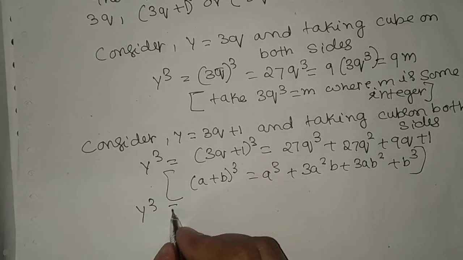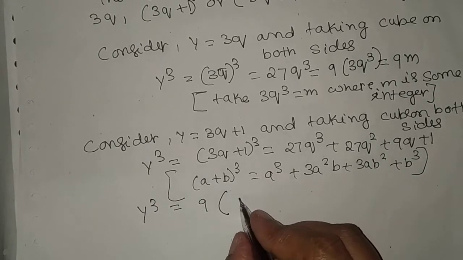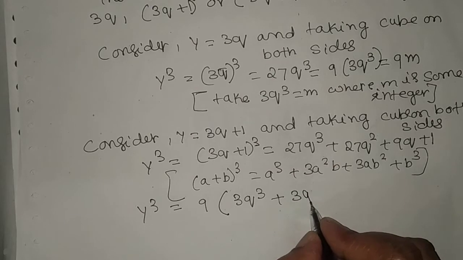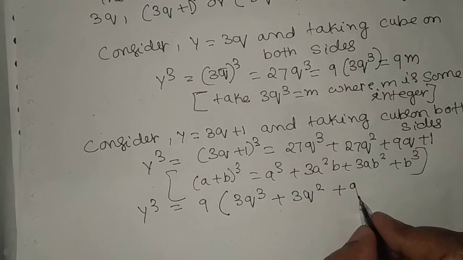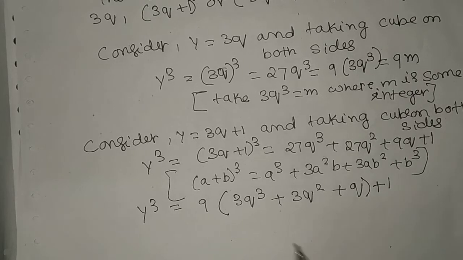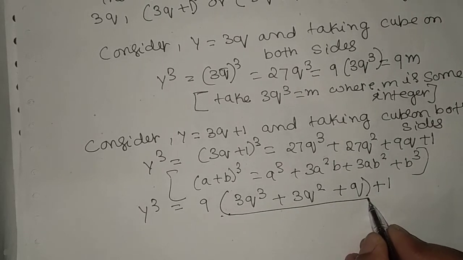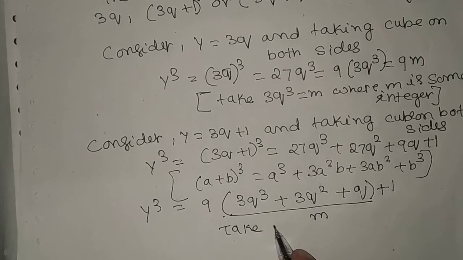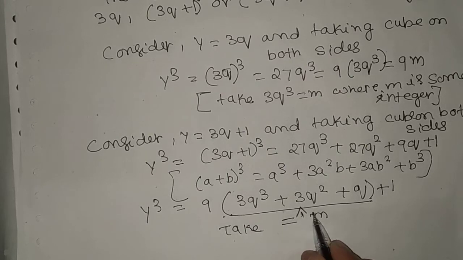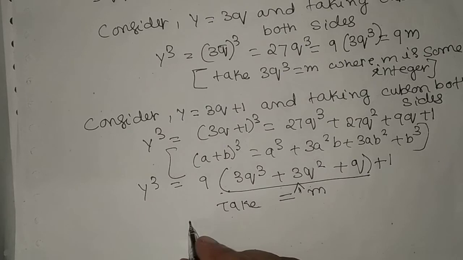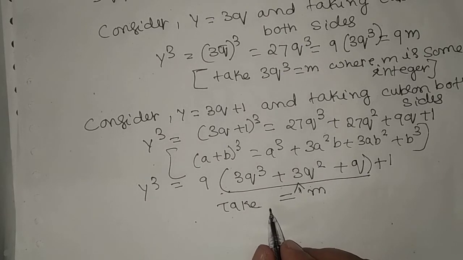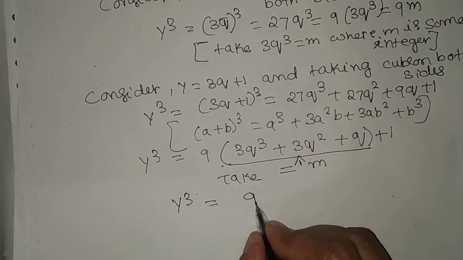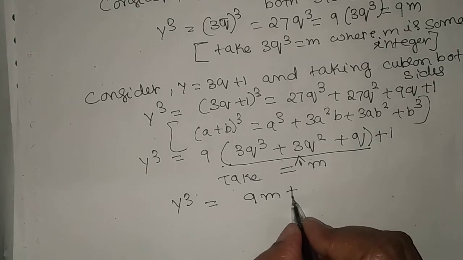Now y cube is equal to 9, take 9 as common, then 3q cube plus 3q square plus q, then outside the bracket 1. So replace this all with m. So take m is equal to this, where m is some integer. You can understand because the previous problem is also the same thing. So y cube is equal to 9m plus 1.